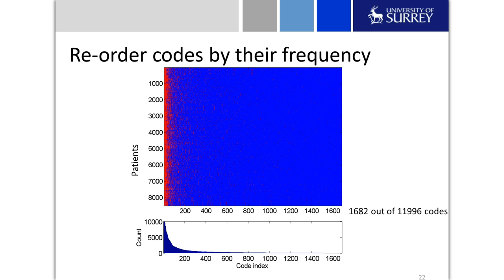Let's take a look at the data and see how they look. I represent the data as a big matrix. In the row, you have the number of patients, the patient index. In the column, you have the COTS index. There are 11,996 unique COTS here, but I'll show you only the first 1,682 of them, which are densest. By dense COT, I mean that they are very well populated.